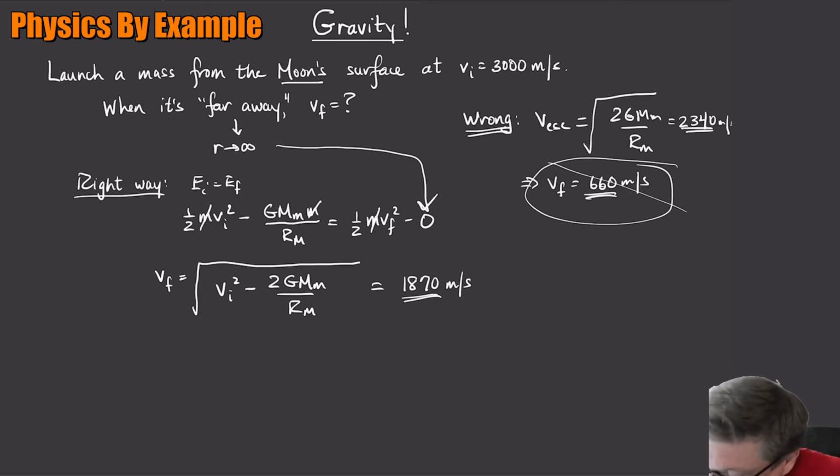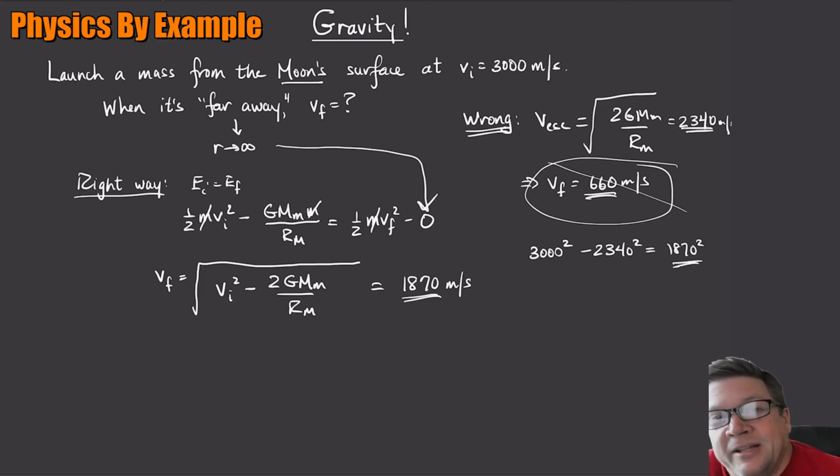What if instead I did this? What if you try to do this with the squares of the speeds? 3,000 squared minus 2340 squared. Guess what this equals? 1870 squared. That's what's really happening. It's the squares of the speeds that are associated with the energy, the kinetic energy. That's the thing that's conserved.